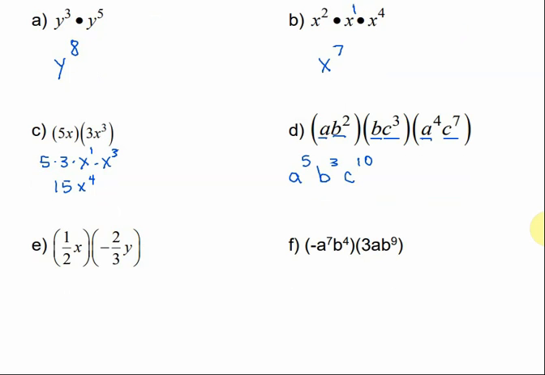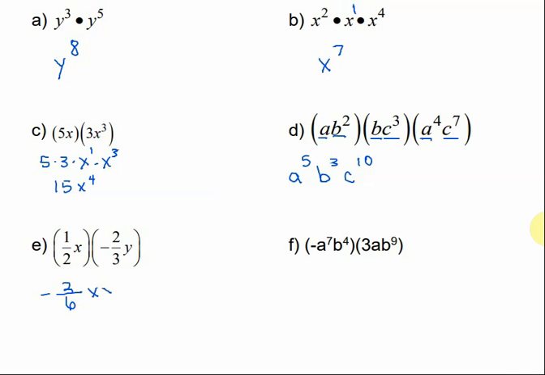All right, for E, we have 1/2 x times negative 2/3 y. Okay, so we can multiply the 1/2 and the negative 2/3. And remember, if we're multiplying fractions, we don't have to have a common denominator. So we just multiply the top times the top. 1 times negative 2, that would be negative 2, over 2 times 3, which is 6. And then we have an x and a y.